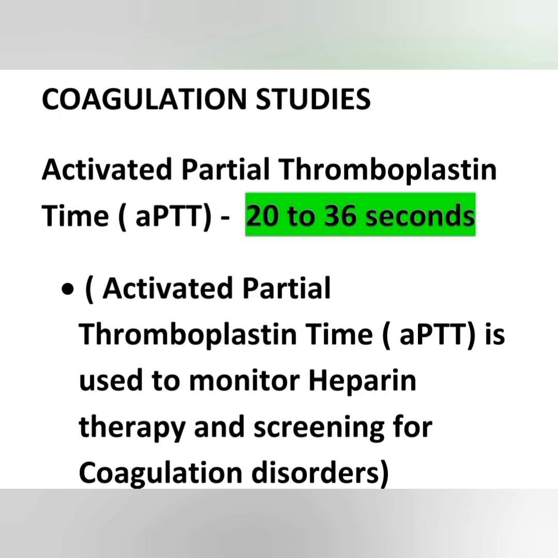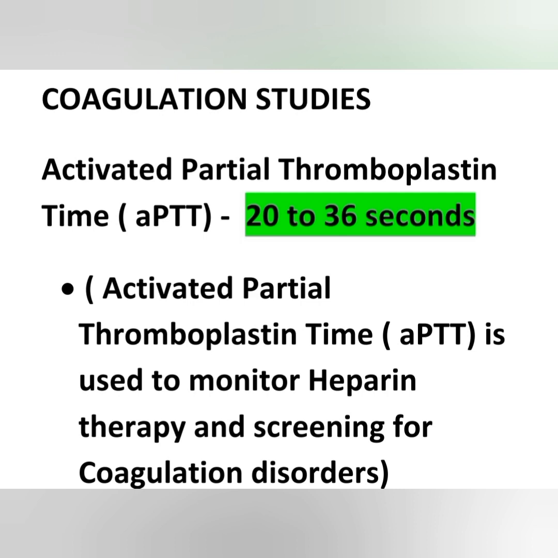Mainly this activated partial thromboplastin test is used to monitor heparin therapy. Before and during heparin therapy we should check the APTT. Also this test is used for screening coagulation disorders; various bleeding disorders we can detect by using this APTT. Its normal value is 20 to 36 seconds.